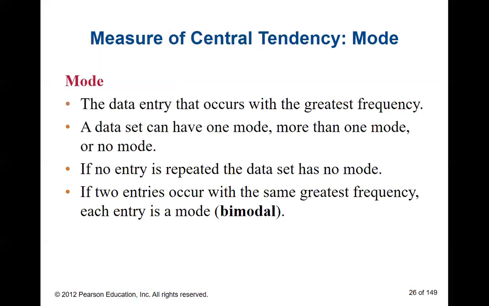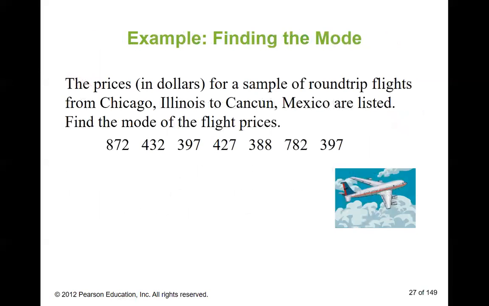Now, let's look back at these ticket prices. And if I were to ask you, and I believe this is our original list, because there's 7 flight prices in there, what would be the mode? 397. All right, now I hear 397.